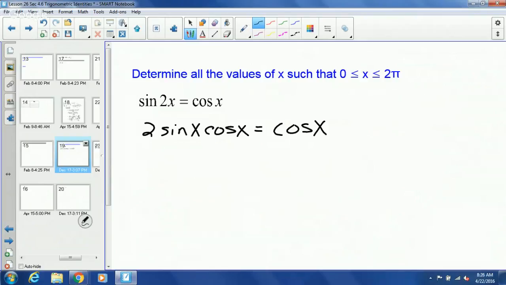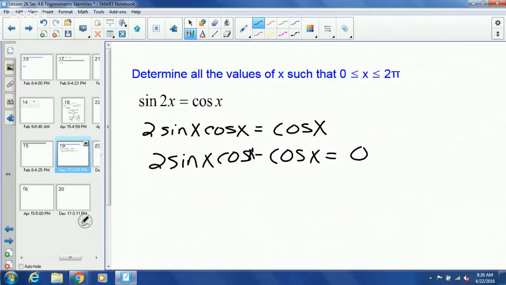All right, now, I want to get one side equal to 0. So, help me out. What do you want to do? Subtract the cosine of x. So, that's going to give me 2 sine of x minus cosine of x equals 0. And I need an x here.